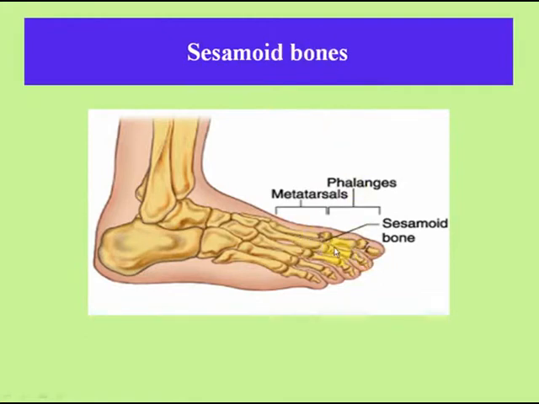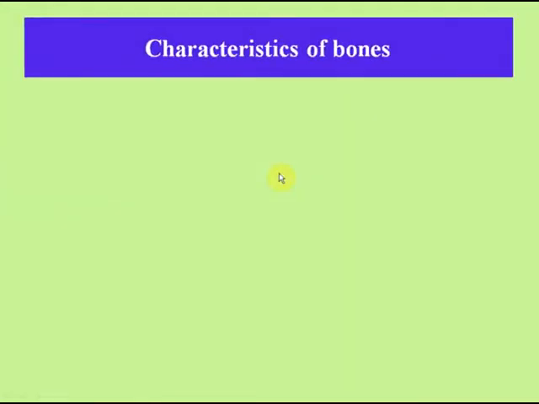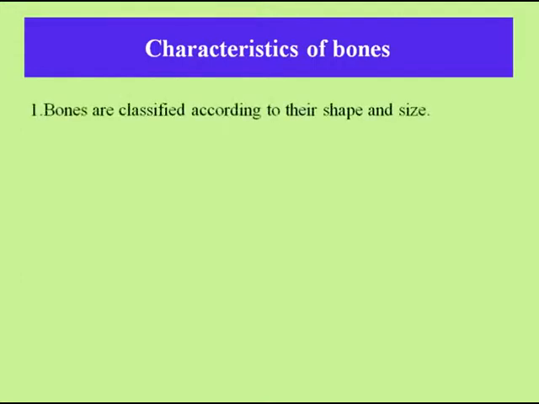These are the bones of the foot. These are metatarsal bones and these are phalanges. These are called sesamoid bones. Now here come the characteristics of bones. First one is that bones are classified according to their shape and size. Each bone is classified according to its shape, whether it is slender or flat bones, long bones, short bones. These bones depend on their size, and shape comes in flat bones, sesamoid bones.